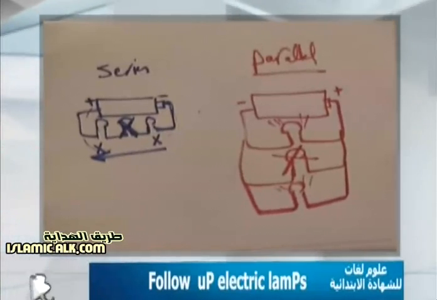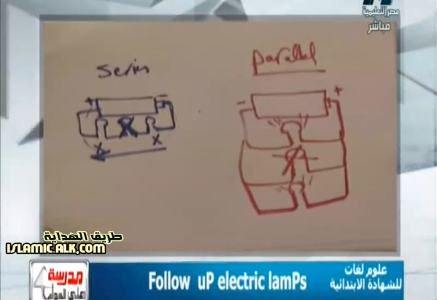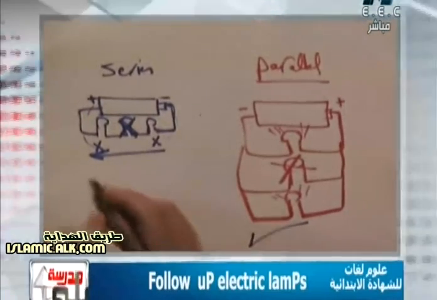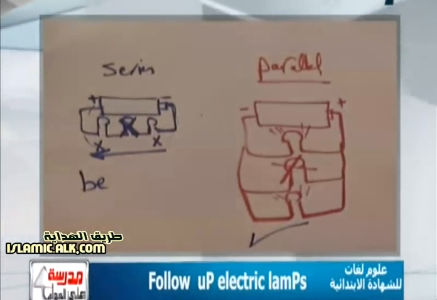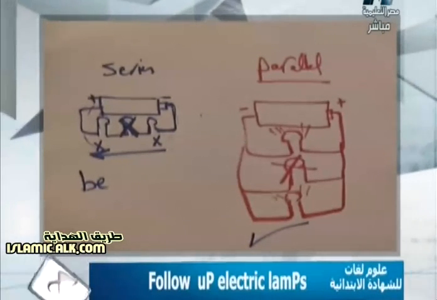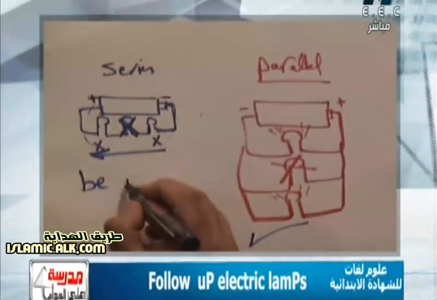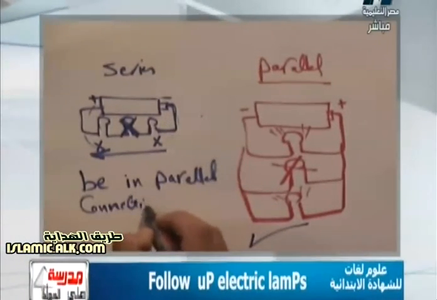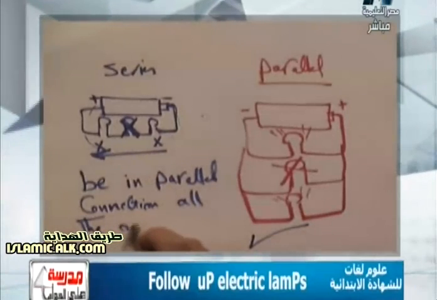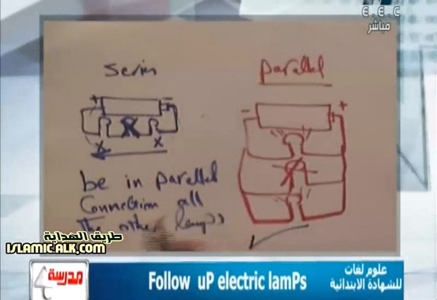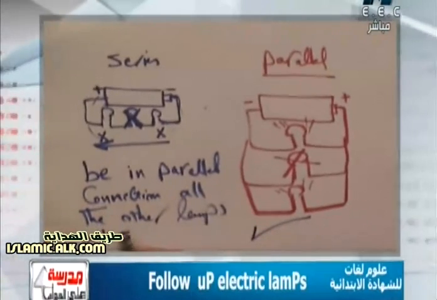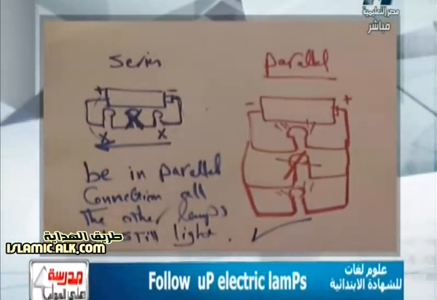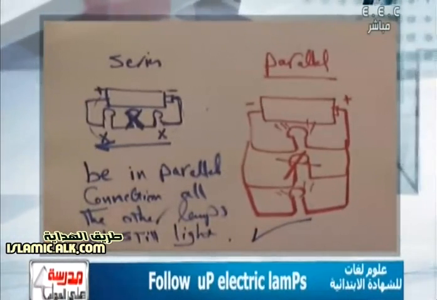So which connection is better than the other? I'm sure you will say that parallel connection, توصيل البارallel هو الأفضل بكتير جدا. Why? Or give reason. Because parallel connection is preferred than the other because in parallel connection, all the other lamps will still light. Okay, or we can say that all the lamps or every lamp in this connection will work independently, تشتغل بشكل مستقل.